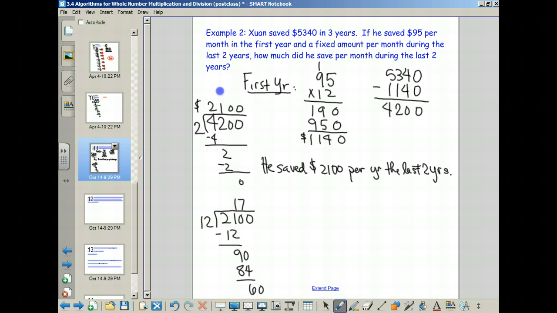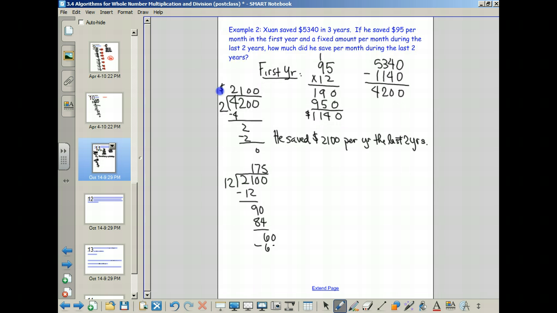And then how many times does 12 go into 60? 5. And it does go in evenly. So how much did he save per month the last 2 years? $175.